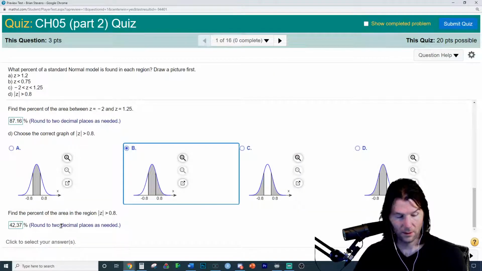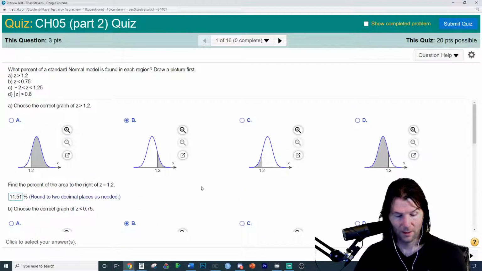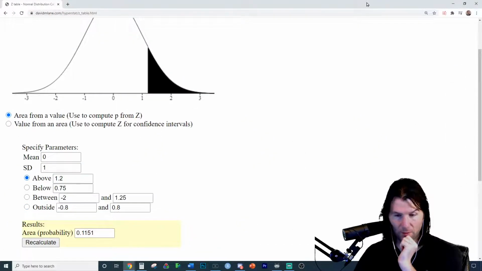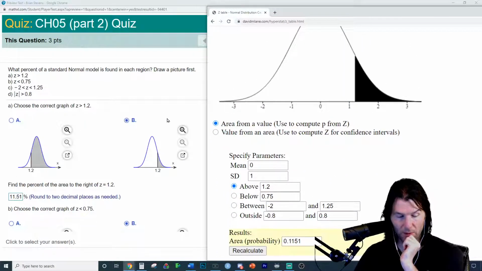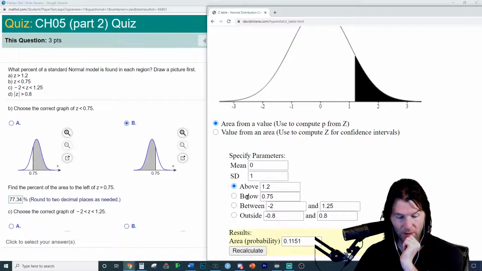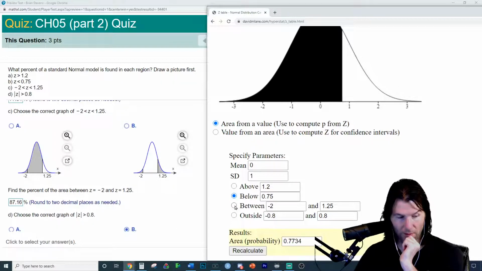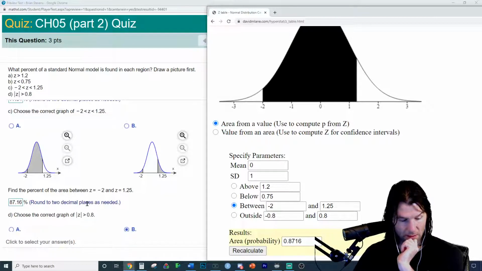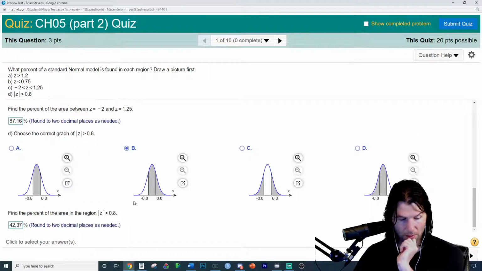Oh, no. 2 decimals. 2 decimals. Brian's still waking up. Let's double check. Okay. This one is greater than 1.2. Greater than 1.2. We'll put it right here. Greater than 1.2, and that's the area right there. This one is less than 0.7. That's the area right there. This one is between -2 and 1.25. 87.16. 2 decimals. Has to be. Oh my gosh.